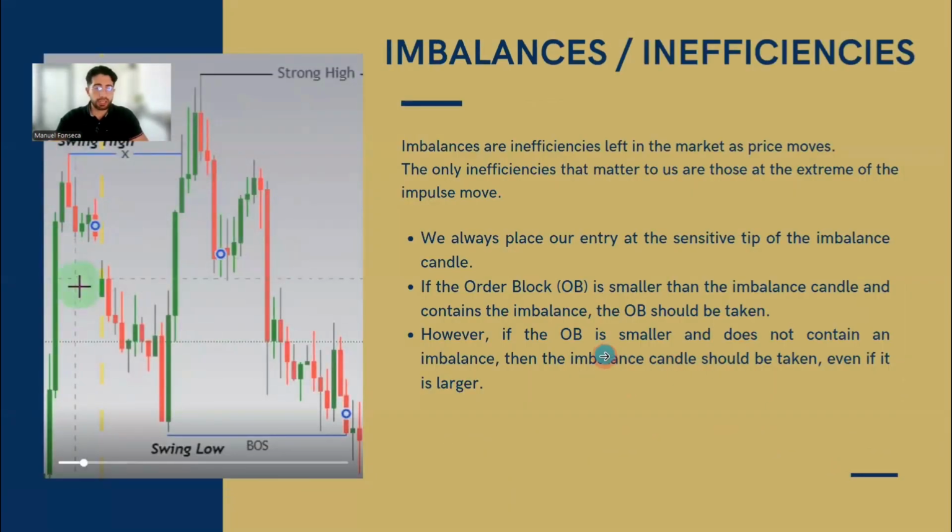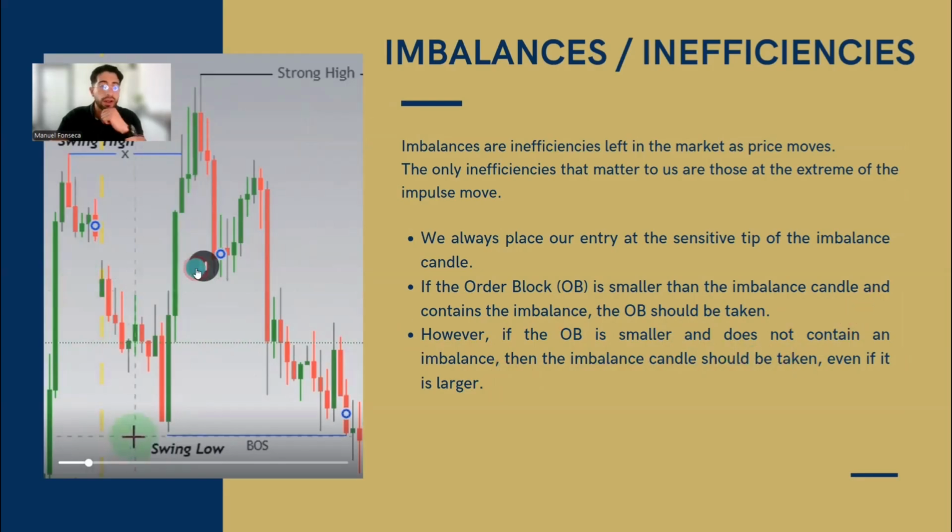Okay, this is the same explanation we have, so let's read it briefly. Imbalances are inefficiencies left in the market as the price moves. And the only inefficiencies in the market that matter to us are those at the extreme of the impulse of the movement, so it means at the very beginning or at the very end. We always place it at the sensitive tip of the imbalance candle. If the order block is larger than the imbalance candle and contains the imbalance, the order block should be taken. However, if the order block is smaller and does not contain an imbalance, then the imbalance candle should be taken, even if it is larger.